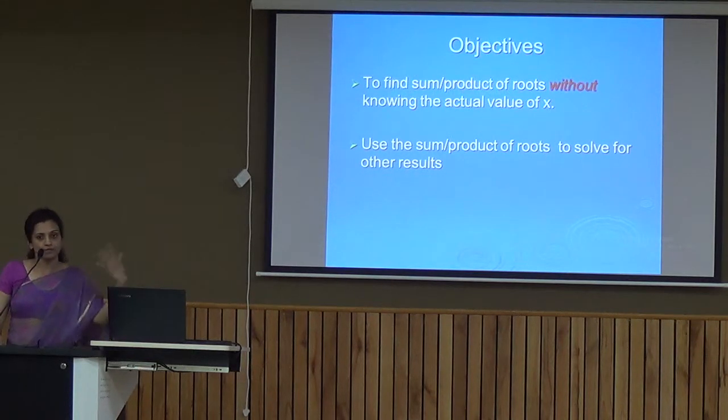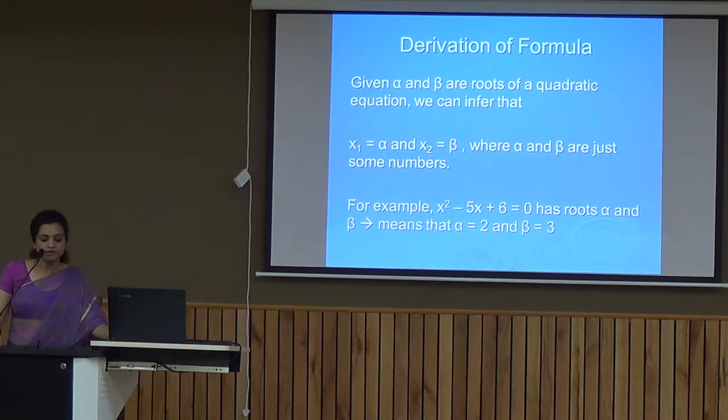See, in the first part of the chapter we did not solve the polynomial. Here also we're not going to solve the polynomials, and we're going to find out the roots and their products. Then look at this. Given alpha and beta are roots of a quadratic equation. Roots of a quadratic equation, let's emphasize a bit on this.